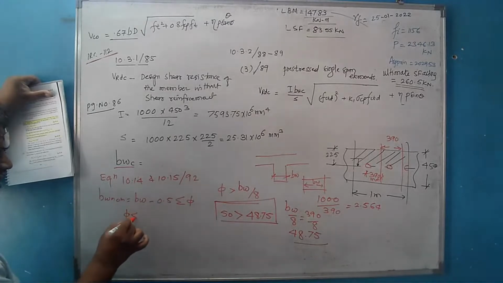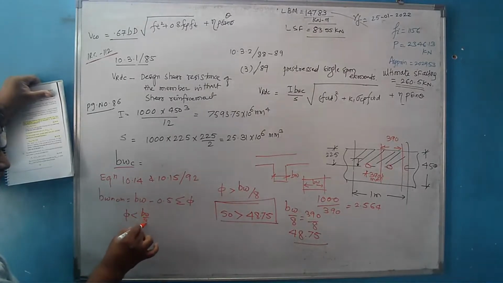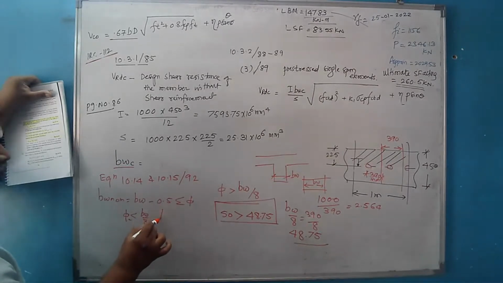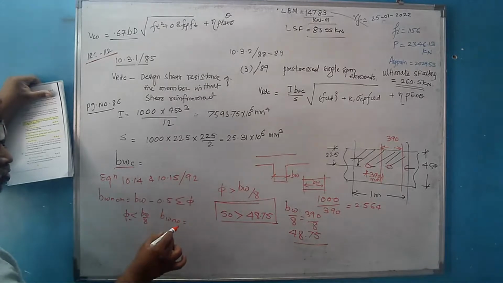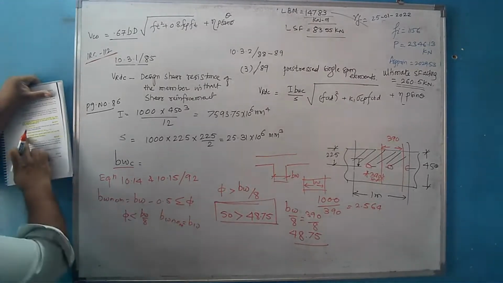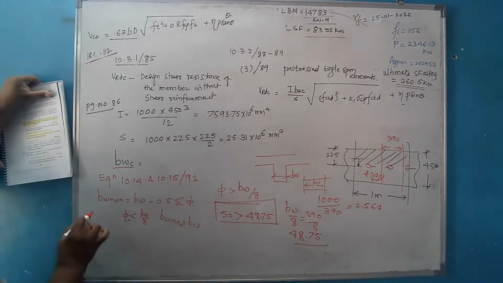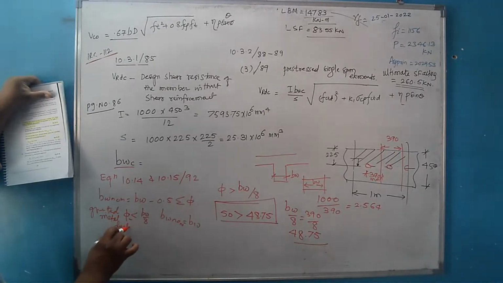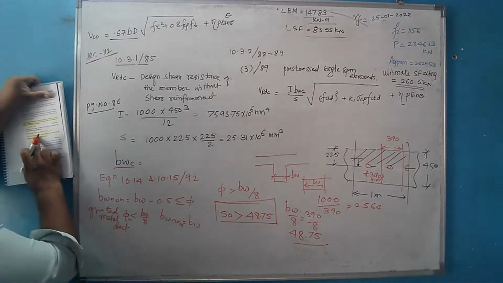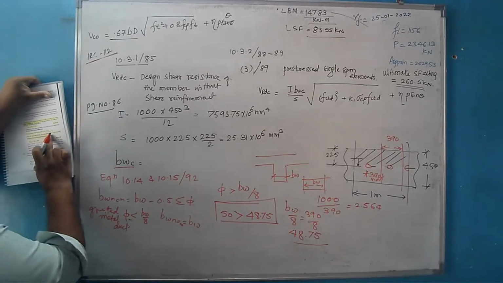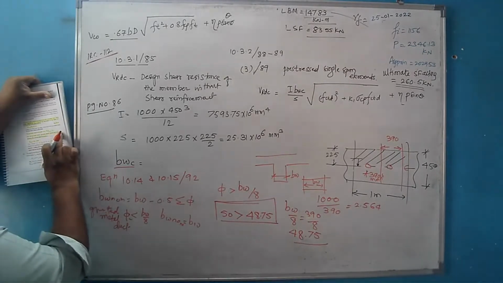अगर phi less than BW divided by 8 है तो हमको क्या करना है? BW nominal is equal to BW. That is what we have to consider. For grouted metal duct, this is for grouted metal duct. फिर क्या देता है? For non-grouted duct and unbonded tendons.